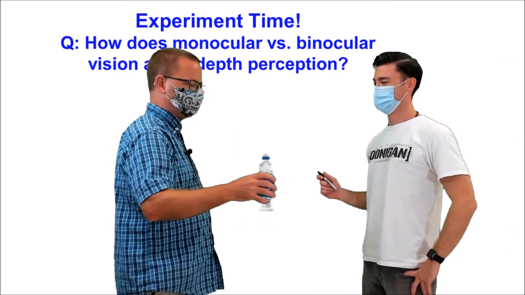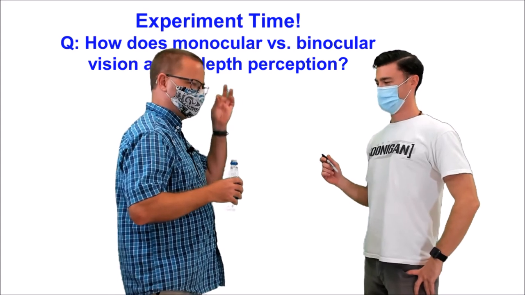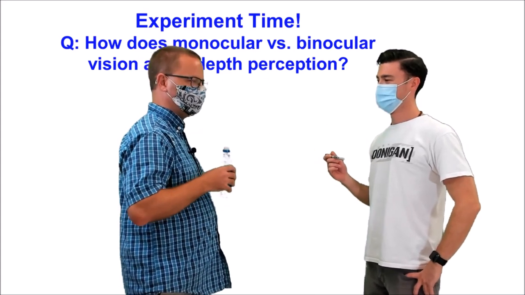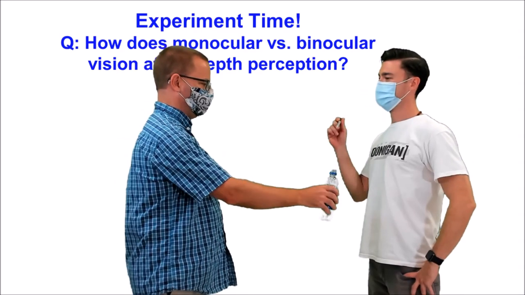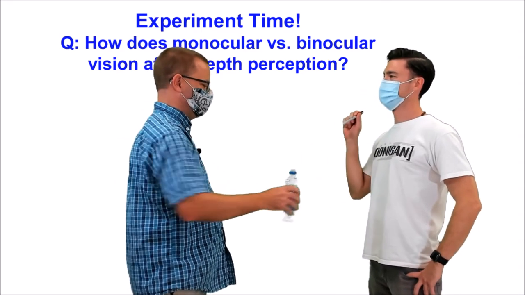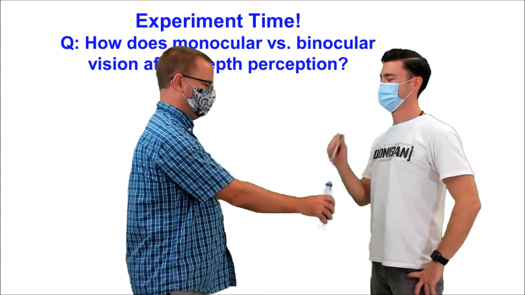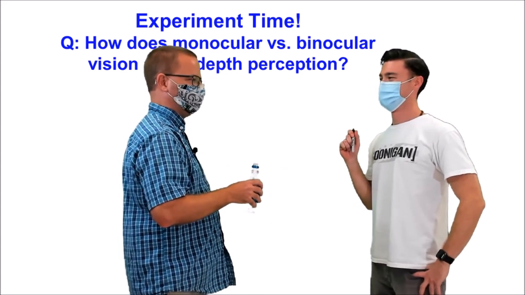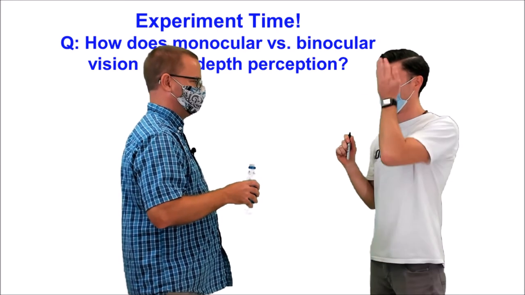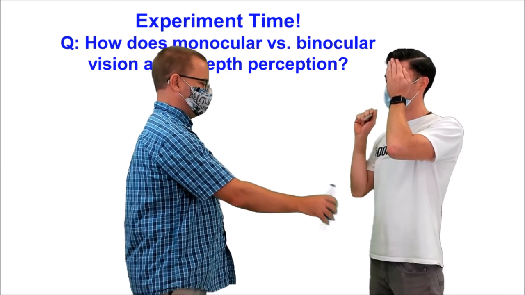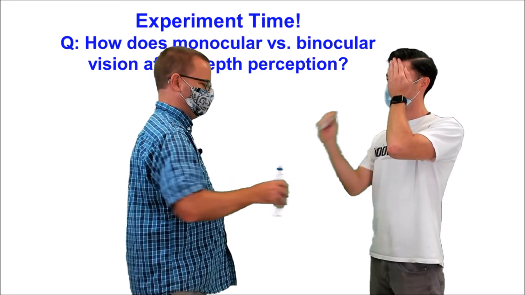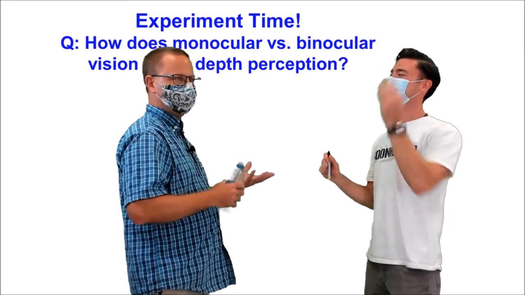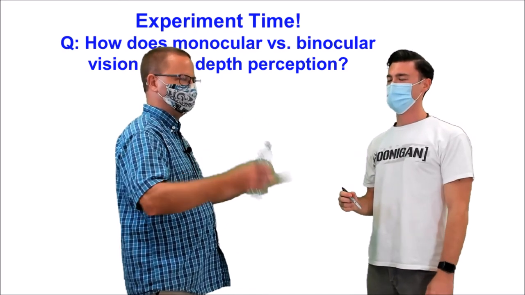So I'm going to move this bottle 5 times, and he's going to try to hit it each time by placing the Sharpie into the bottle very quickly as soon as I stop moving. Okay, so 1, hit, 2, miss, 3, miss, 4, hit, 5, hit. So 3 out of 5, not bad. Now I would like you to cover one eye, and we're going to try it again. Miss, miss, miss, miss, miss. Excellent. So now you can see that binocular vision plays a role in depth perception.